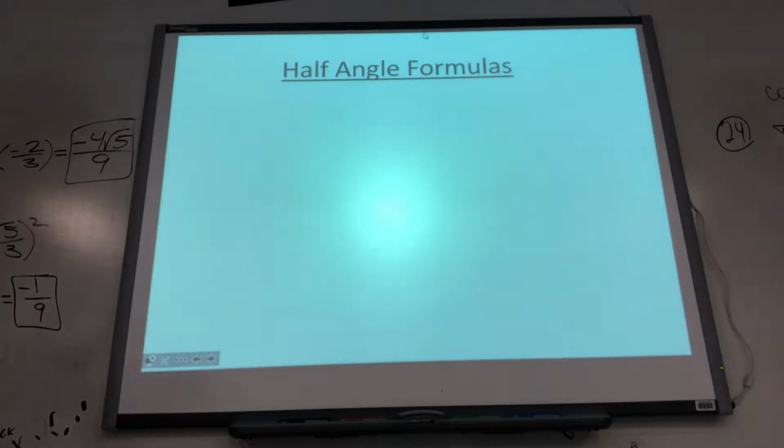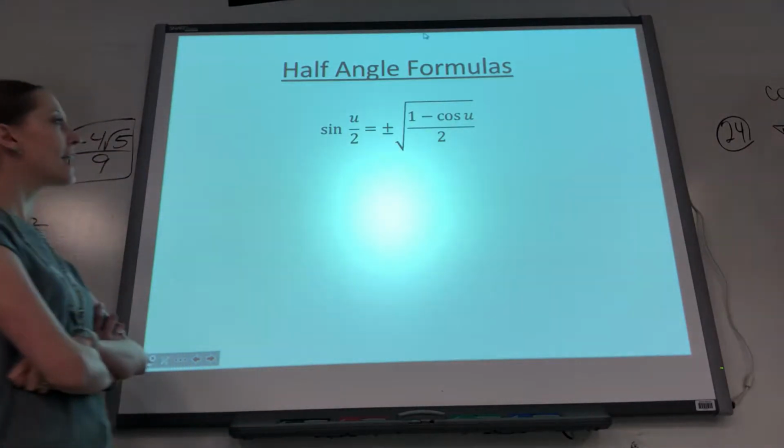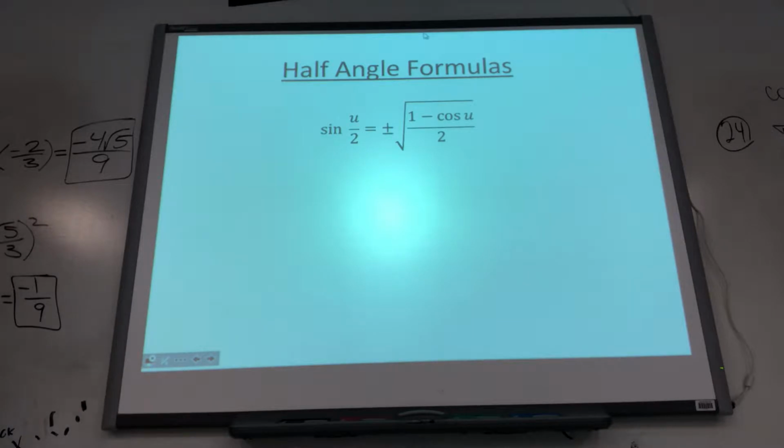I don't have that scheduled yet. But here's the first one. It says sine of u over 2 equals plus or minus a big old square root of 1 minus cosine of u all over 2. That entire fraction is under the square root. So make sure on your paper it doesn't look like the square root is just on top. It should be around the whole thing.